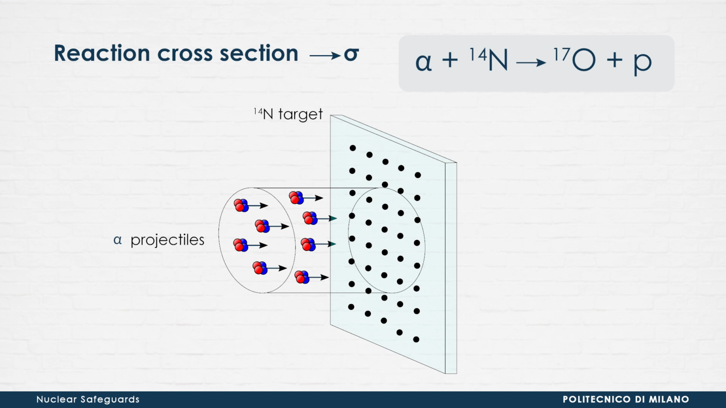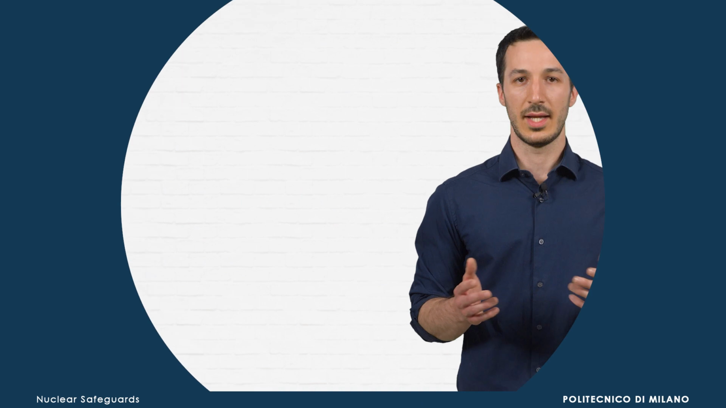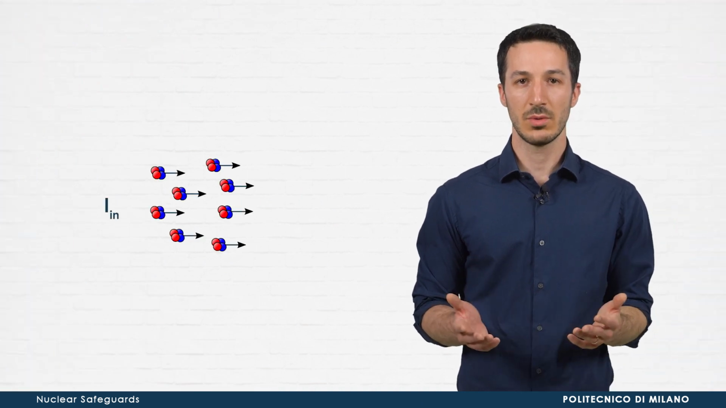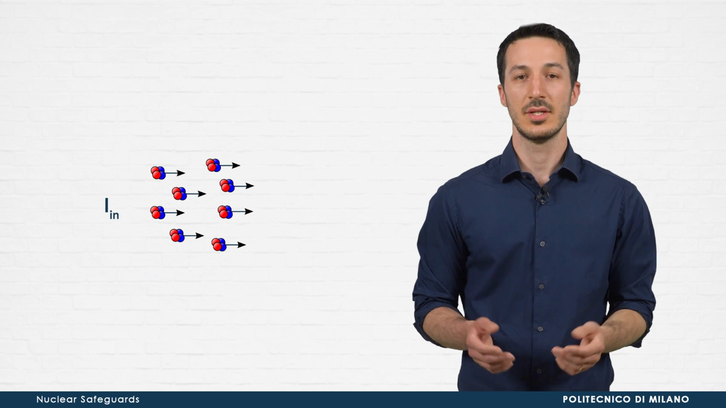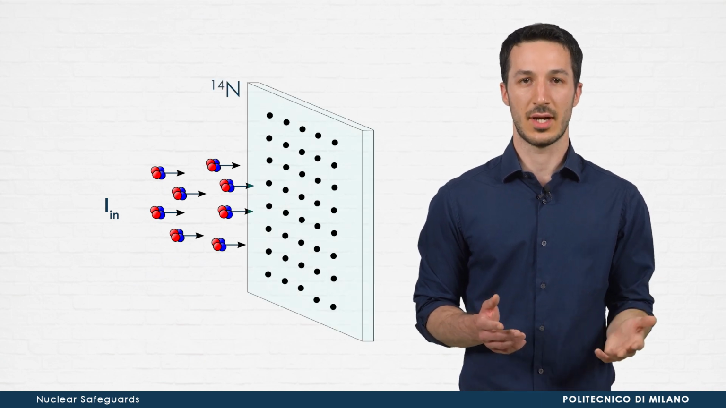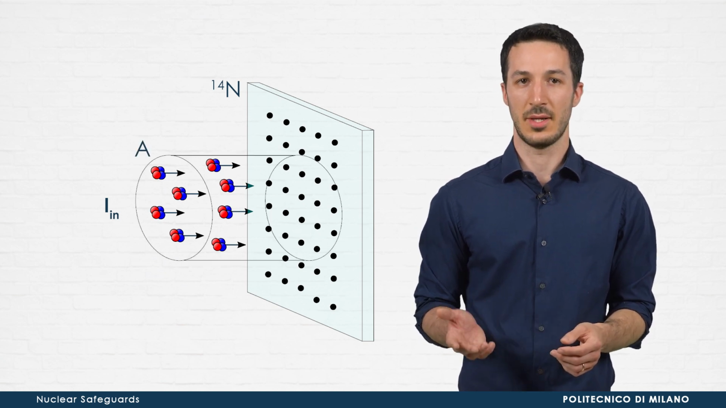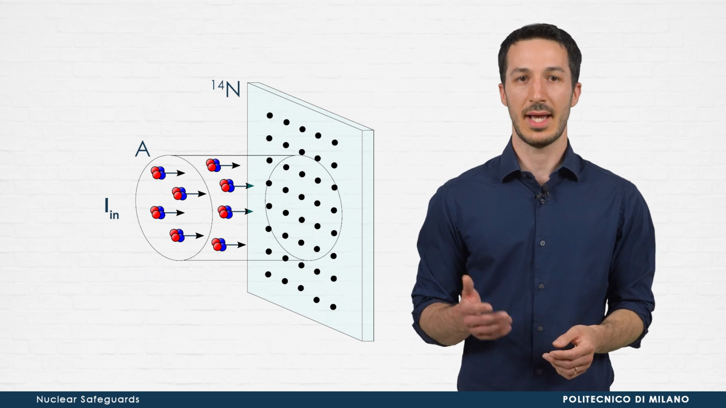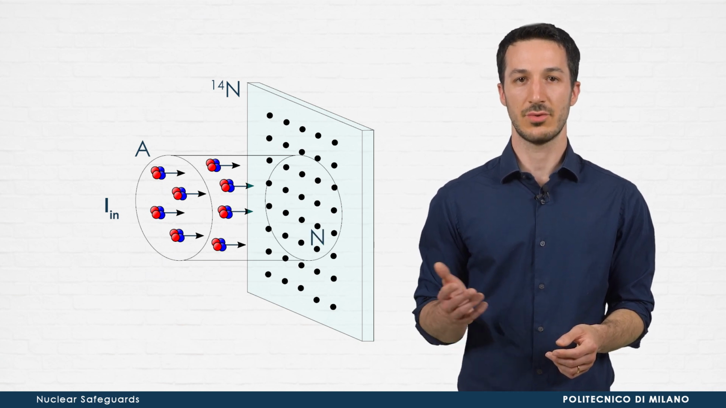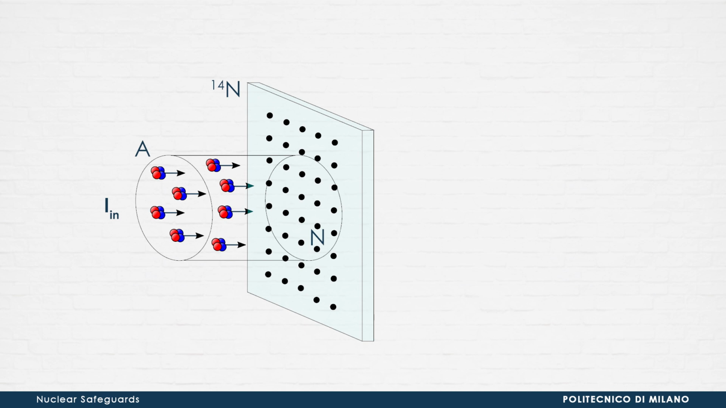To measure the cross-section, we can perform a typical nuclear physics experiment based on a projectile, a target, and a detector. An alpha particle beam with known kinetic energy and current is delivered to a nitrogen-14 target. The incoming beam is characterized by a section A. In this area, there will be n target nuclei of nitrogen-14. Beyond the target, the particle detector measures the proton current generated by the reaction.